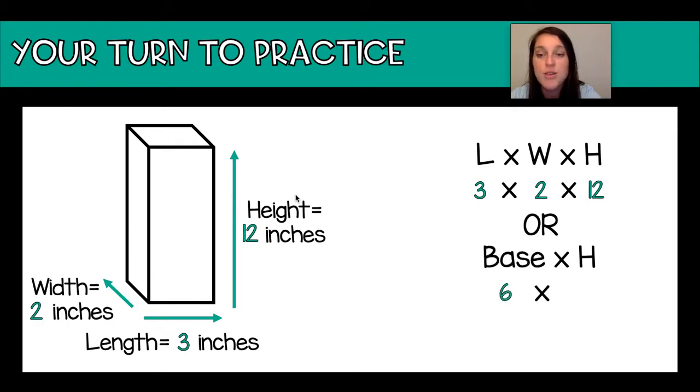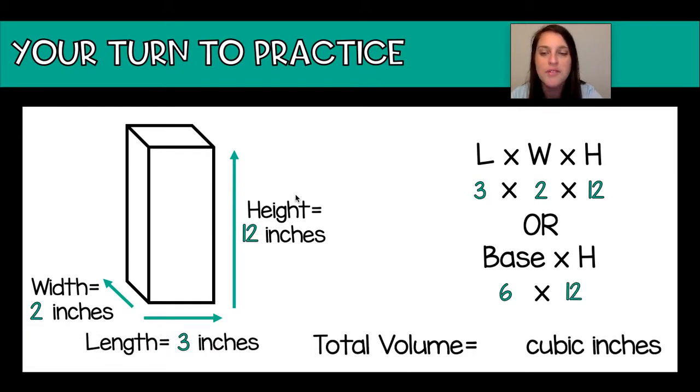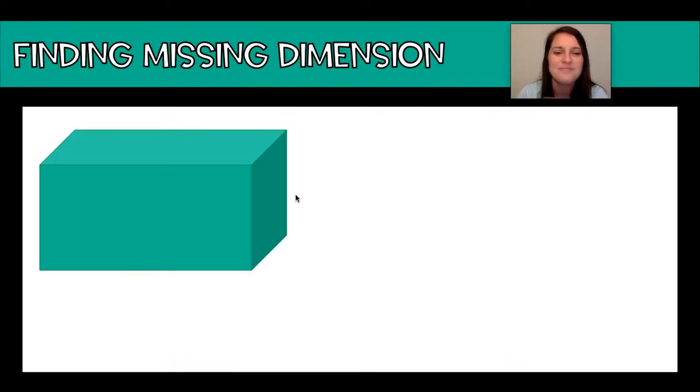Multiplying the 3 by 2 is 6. Taking that 6, that base square inches, and multiplying it by 12 gives you a total volume of 72 cubic inches. If you got it right, go ahead and do your little party dance. If you got it wrong, just figure out why. All right. Now that you're done with this problem, let's go on to the next one.